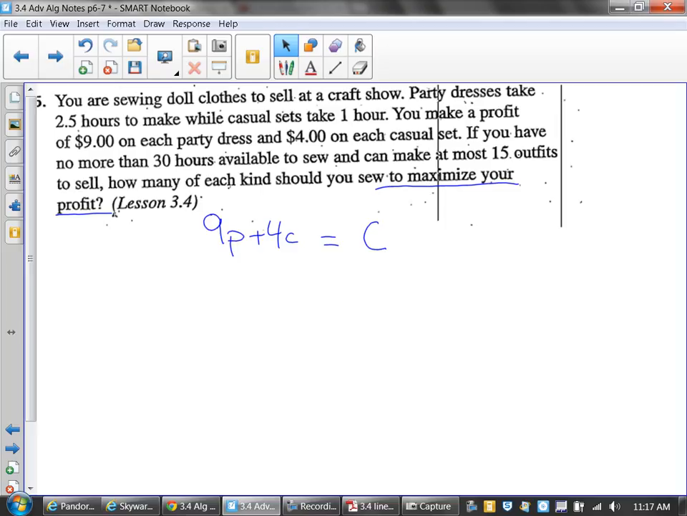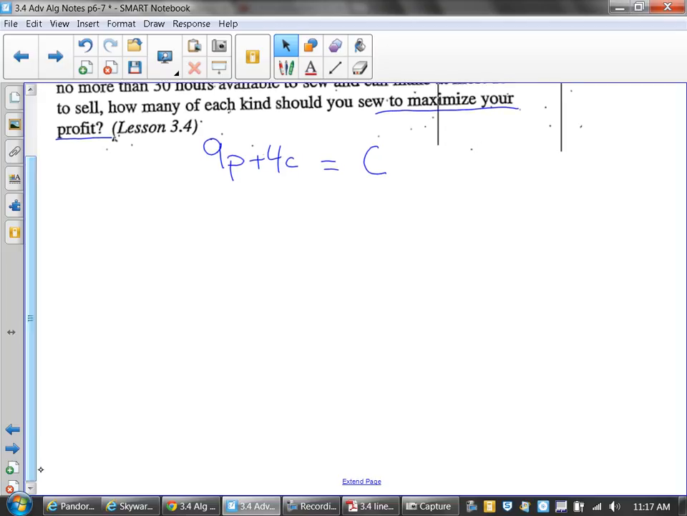So now you go back and you think about the problem. The problem itself was discussing two things. It was talking about total amount of hours you have and how many you can make. What was the total amount of hours you have to work? 30. So your total amount of hours you have is 30. Does that include 30? Yeah. You work up to 30, not more than 30, so it's a less than or equal to.